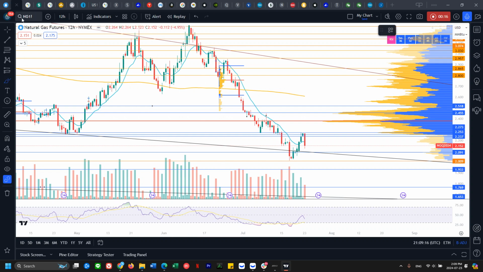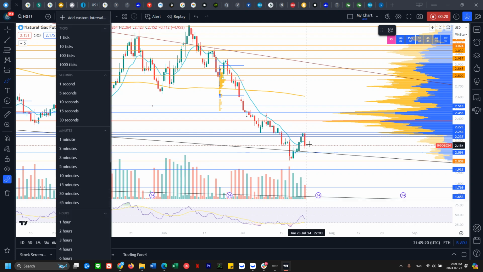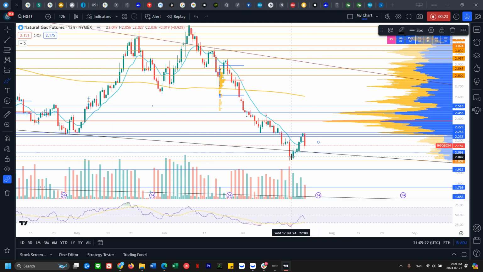And now we're looking at NG, natural gas, on the 12-hour time frame. Currently, we pretty much made enough room on this bounce that now we have to see if the bulls are serious about taking this higher, if they can make a potential trend change.